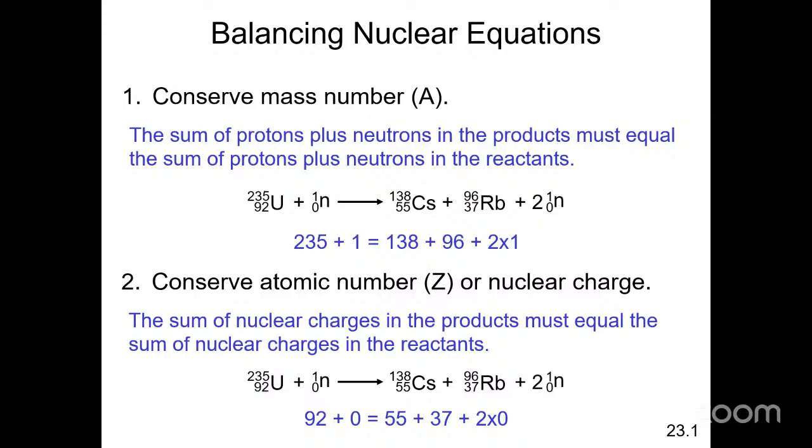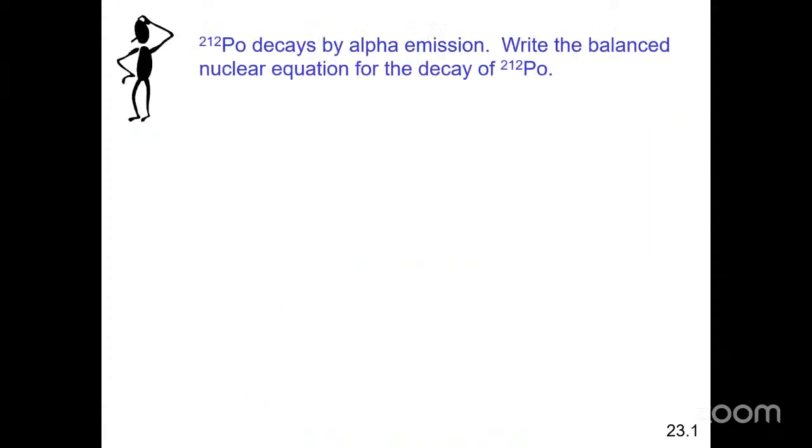So those two things have to be conserved when it comes to balancing nuclear equations. The total of the mass numbers on the left side must be equal to those on the right, and the same is true for the atomic numbers, all right? Okay, so with that said, let's see how we can use this to solve problems such as the one that I have here on the screen. So this question says, polonium-212 decays by alpha emission.